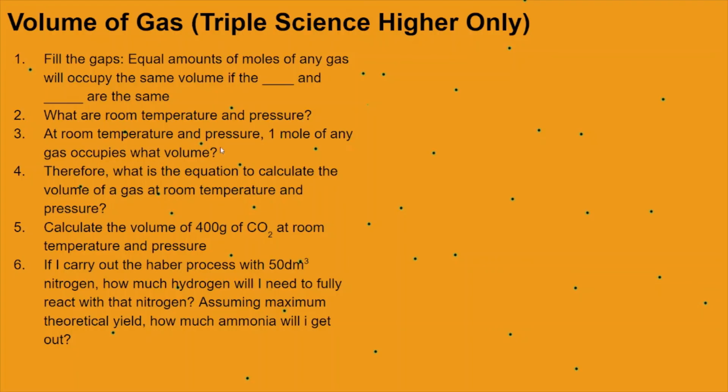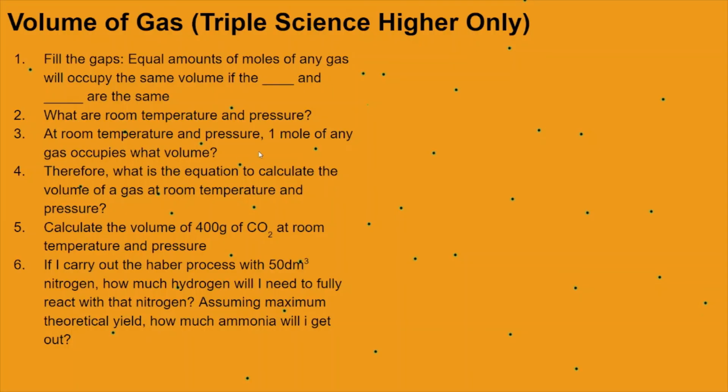24 decimeters cubed. Remember, 24 decimeters cubed. That's a very important number to remember. And we use this to find the equation to calculate the volume of a gas at room temperature and pressure, because we can calculate the number of moles we have of that gas by doing mass divided by relative formula mass, using our very, very important chemistry equation, moles equals mass over formula mass.